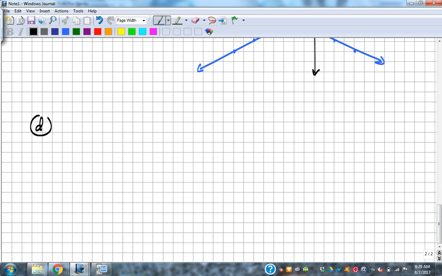Example D. H of x. What's h of x mean again? Just y. Yeah, just whatever y is. So it's a y at a certain x technically, but it just means y. So if I wrote y equals and then you had a function, it's the same thing.